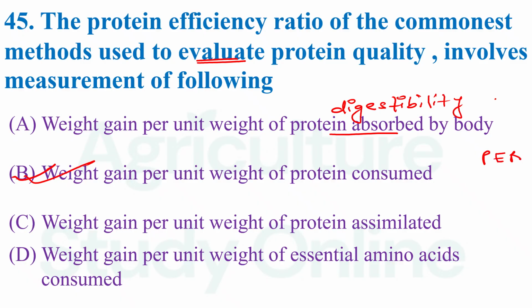And option C, weight gain per unit weight of protein assimilated. So we can say it is biological value, not exactly, but. Option D, that is weight gain per unit weight of the essential amino acids consumed. So it is related to amino acid scoring. So correct option is option number B.